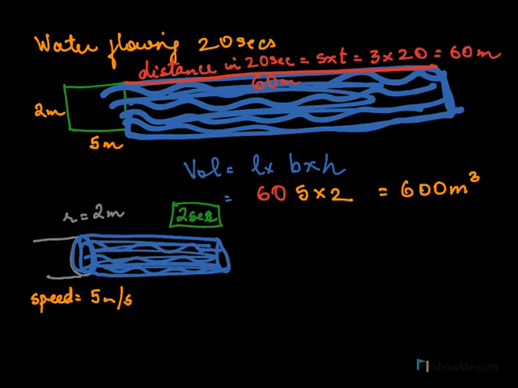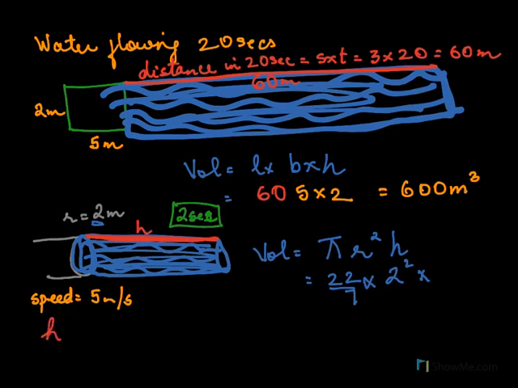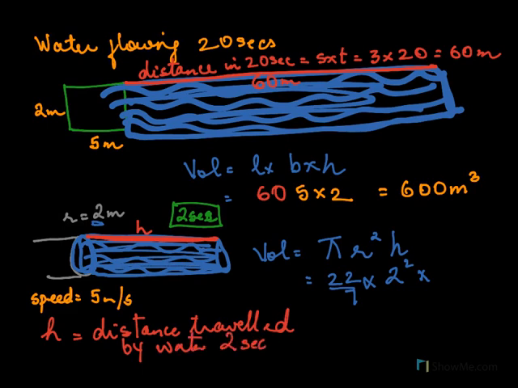So when I'm calculating now the volume of water, it's going to be pi r square h. Now the pi is 22 by 7. The r is given to me as 2 meters. I've taken it here, 2 square. Now what will be the h of the cylinder? This is the h of the cylinder here. What I've marked here is the height of this cylinder. And you'll definitely agree the height of the cylinder will be the distance traveled by water in that stipulated time, in 2 seconds.